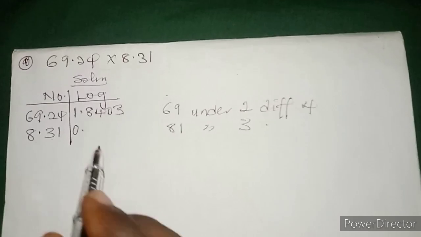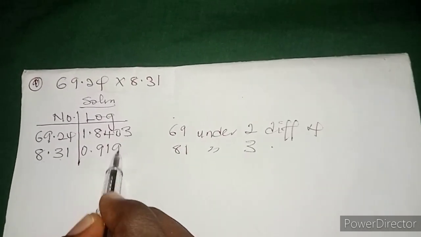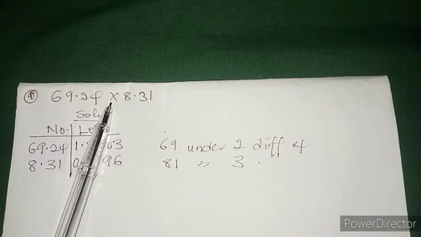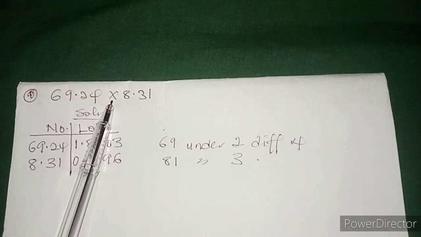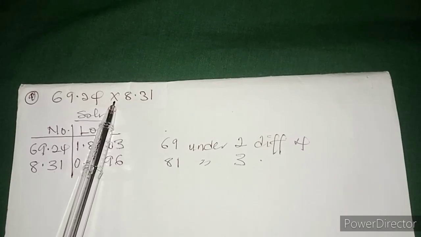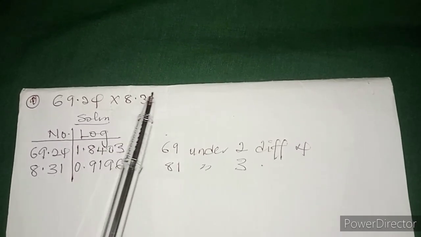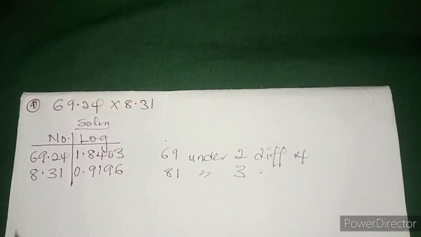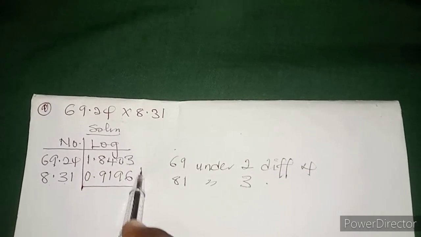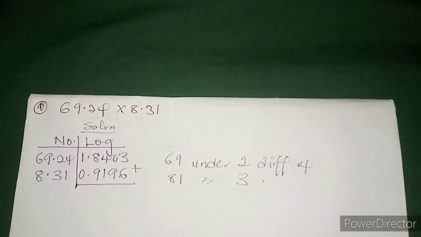9196. Take note of this multiplication sign. Remember in our law of indices, there's a relationship between indices and logarithm. Remember the law in indices that this will bring addition of the power. The same thing happens here. So we're going to add, because the operation here is going to be what? Addition, because of this multiplication sign.